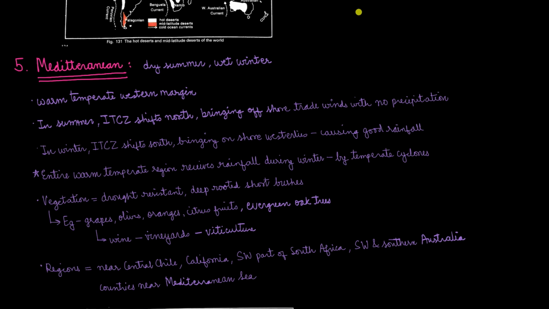Therefore it brings offshore trade winds which carry no moisture because they are going from the shore, so there is no vegetation. Whereas when the ITCZ shifts south, it brings onshore westerlies. Onshore westerlies means the moisture laden winds are coming towards the land. So this is the land, these are coming towards the land. Therefore, they're bringing a good amount of rainfall over there. The entire warm temperate region receives rainfall during winter because of the temperate cyclones. This is also one of the reasons why there is wet winter in Mediterranean climate.